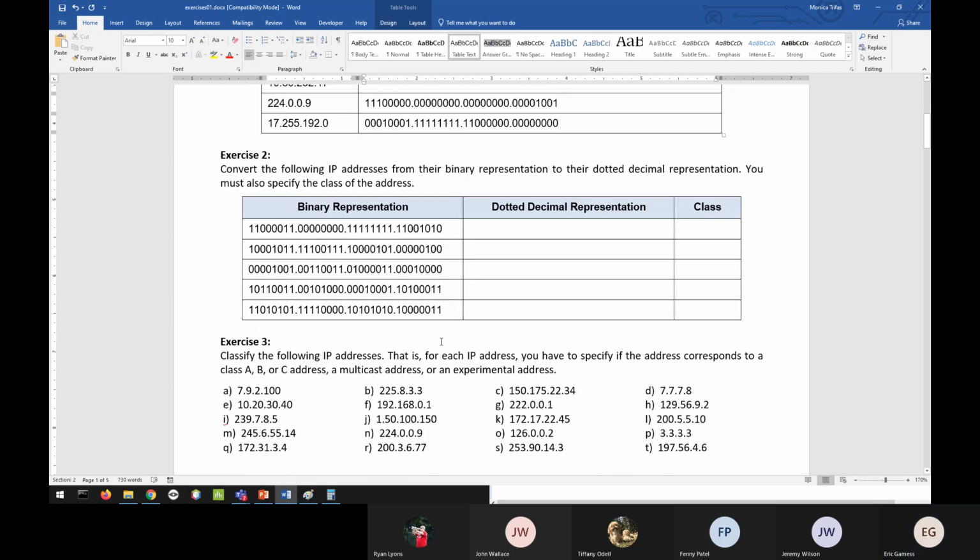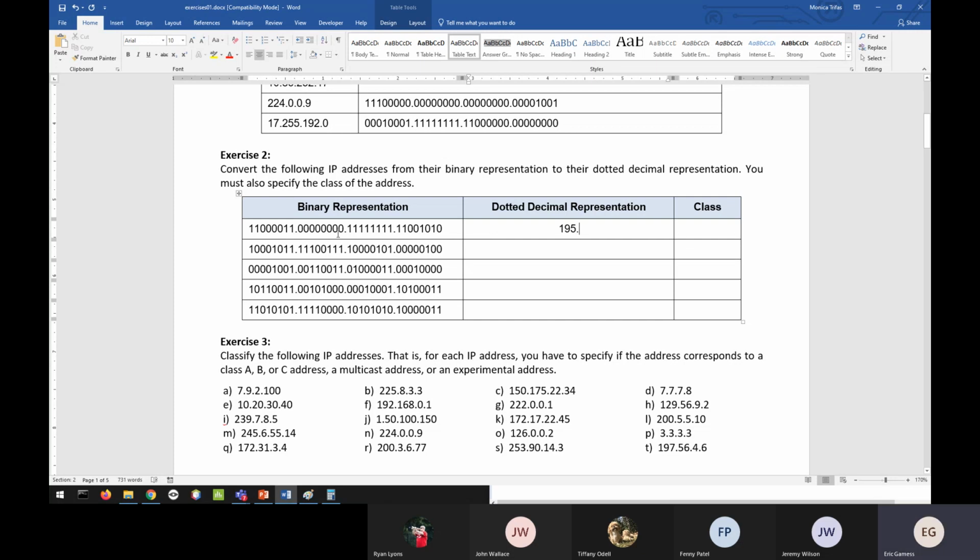Okay, this is the inverse operation. They give you an IP address in the dotted binary notation, and they want you to put it in the dotted decimal notation. So let's start with this one. The first byte is 128 plus 64, which gives me 192. 192 plus 2 is 194. 194 plus 1 is 195. So the first byte is 195, isn't it?